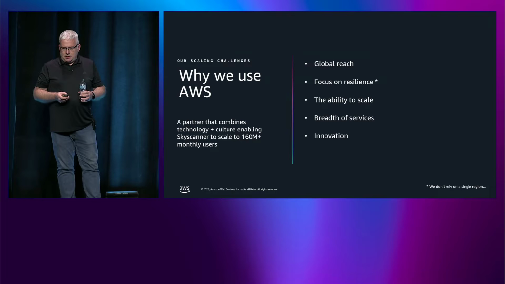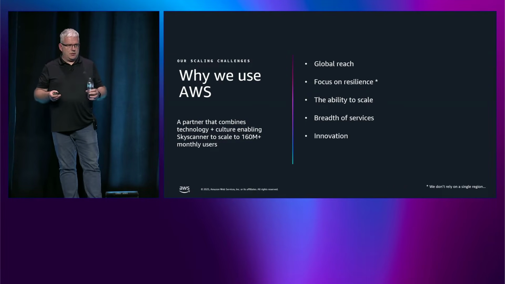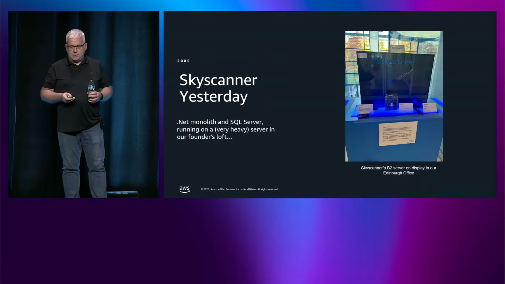We use AWS to help us scale. We regard them as a technology partner. From our perspective, we care about the global reach that they provide, the focus on resilience, the ability to scale, and the breadth of services that they provide. Christina's already talked about a lot of them. And there's also the pipeline of innovation behind those services as well. One thing that's apparent in our architecture is that we don't rely on a single region.